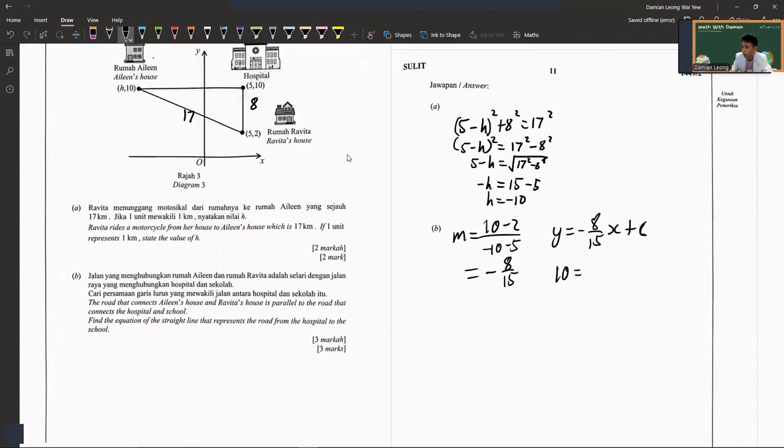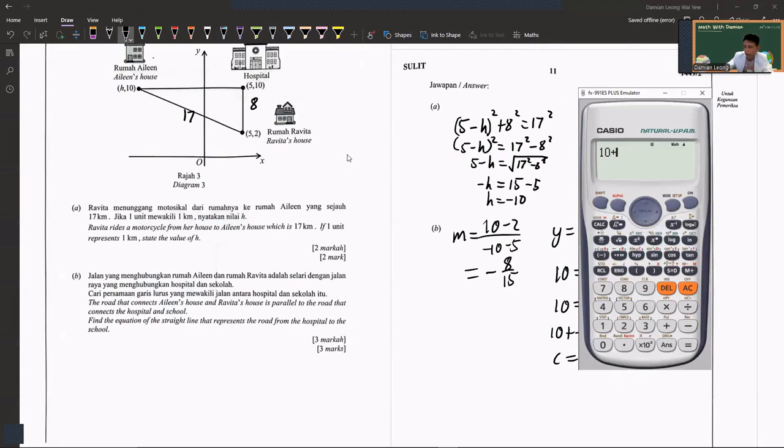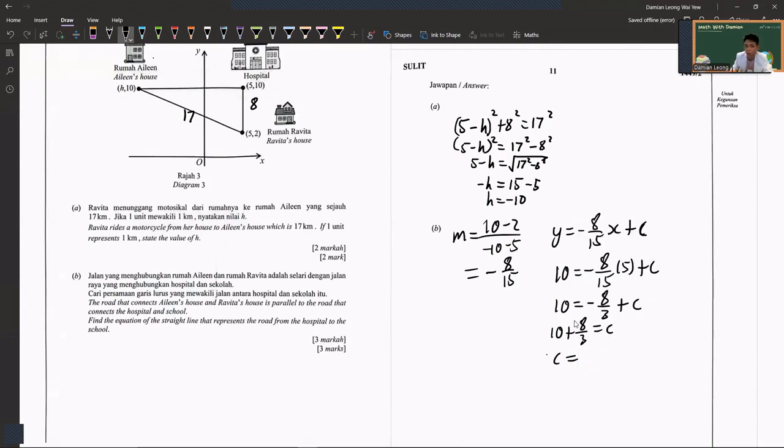So 10 equals negative 8 over 15 times 5 plus c. 10 equals negative 8 over 3 plus c. 10 plus 8 over 3 equals c. c would be 10 plus 8 over 3, which is 38 over 3. So y equals negative 8 over 15 x plus 38 over 3. That's it. That's the equation of the straight line here. Okay, that's question 6.